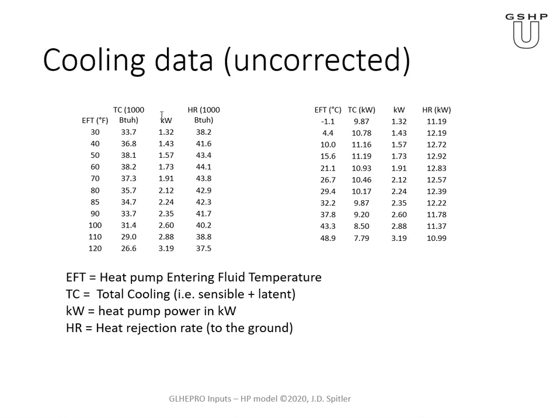Here it's in BTUs per hour and degrees Fahrenheit. Here it's in degrees Celsius and kilowatts. So EFT is the entering fluid temperature. TC is the total cooling provided by the unit, and that's total as in sensible plus latent.